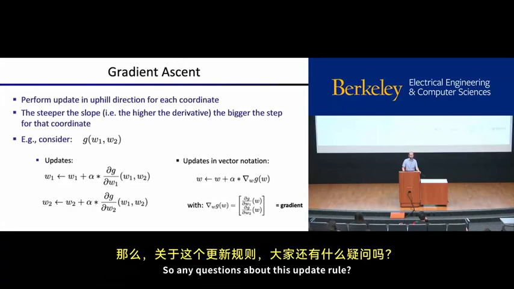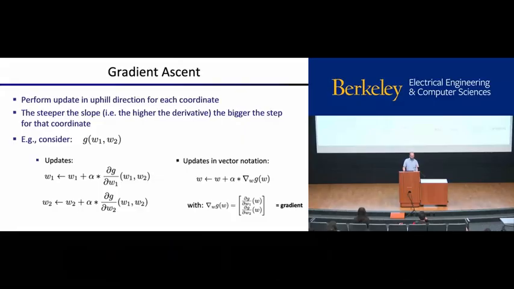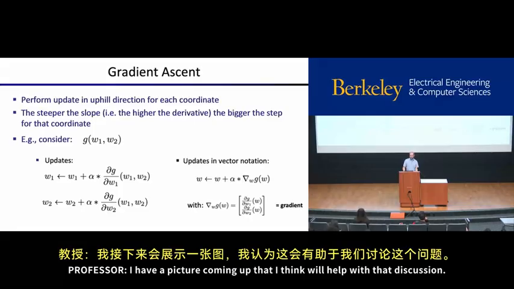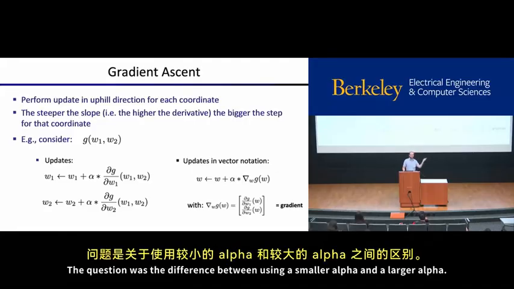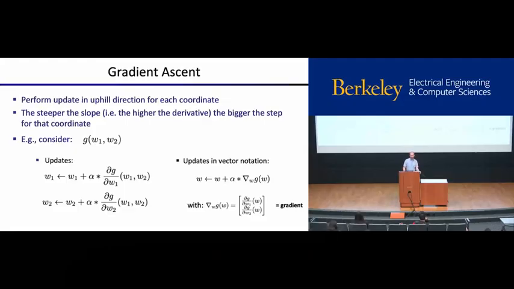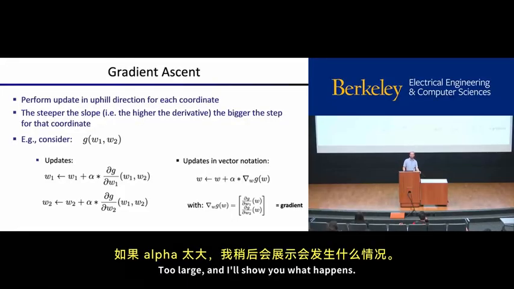So, any questions about this update rule? Yeah. What is the difference between using a smaller alpha and a larger alpha? I have a picture coming up that I think will help with that discussion, but I'll be sure to get back to it. The question was the difference between using a smaller alpha and a larger alpha. Too small and it goes too slow, too large, and I'll show you what happens.